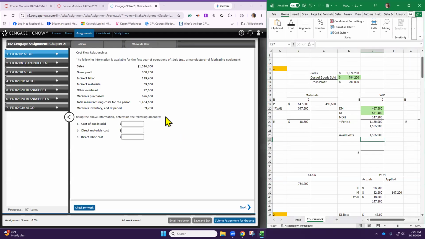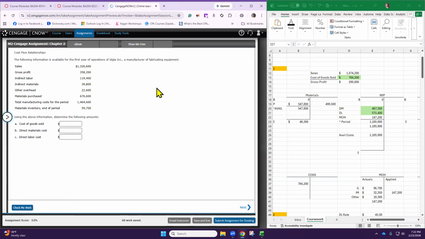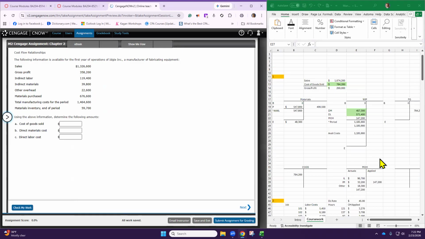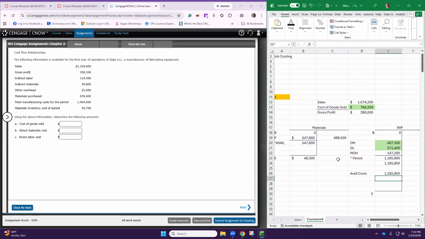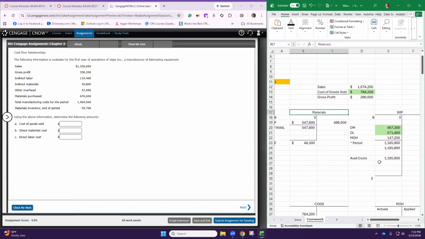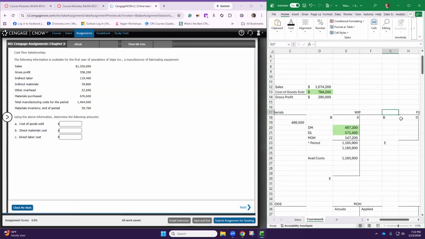All right, so the first problem here is an algorithm problem, which you'll have different numbers than I will. And so we're getting a series of numbers, and these numbers have relationships with each other. Now, I think the best way to do this is to use the T accounts that we talk about quite a bit in class. The three inventory accounts: materials, work in process, finished goods.